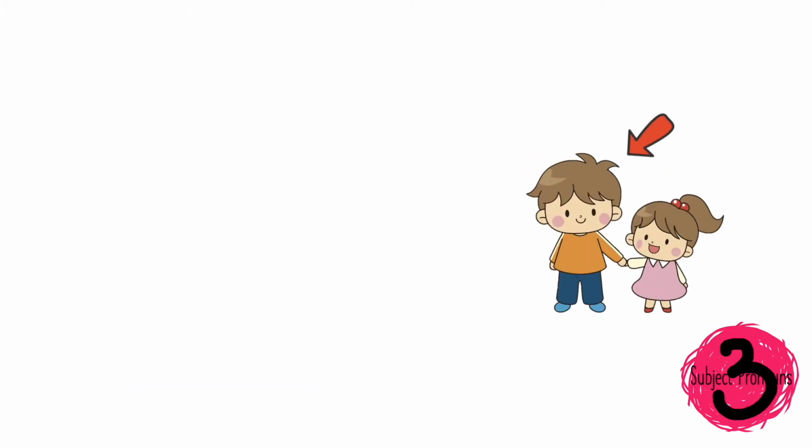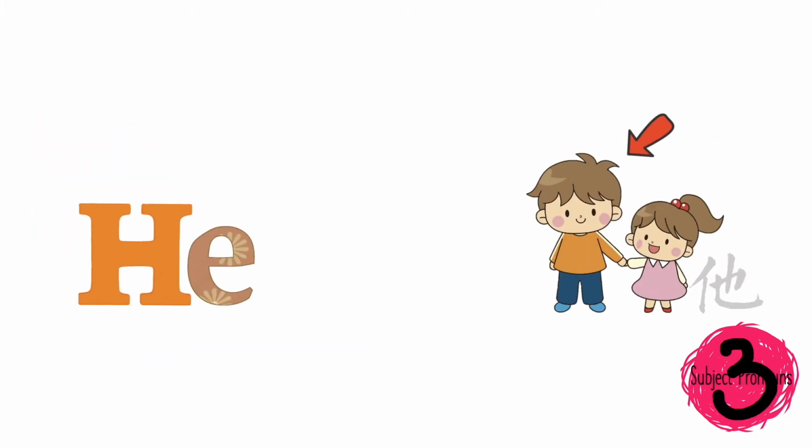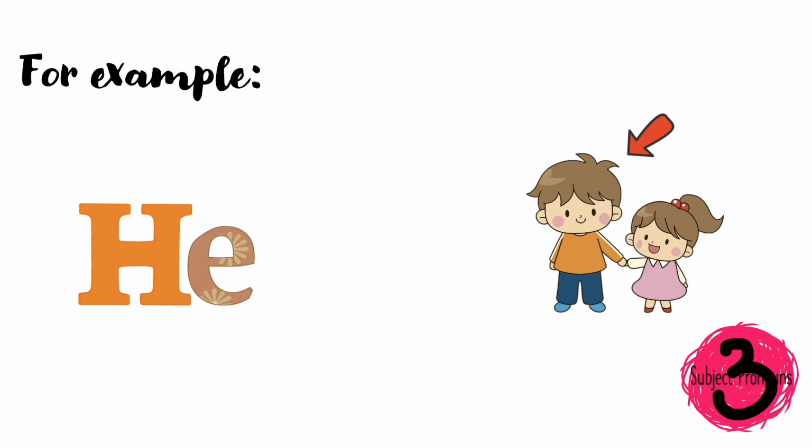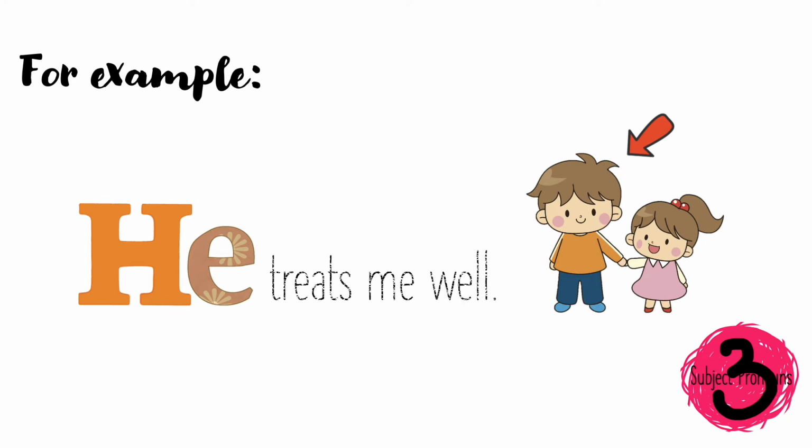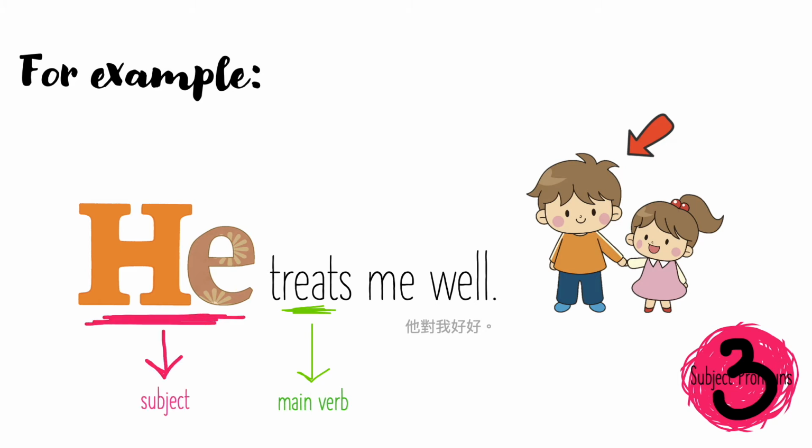Number 3, if we want to talk about a male, we use he. For example, he is my brother. Is the main verb. He is the subject. Another example, he treats me well. Treats is the main verb. Who is doing this action? He is. He is the subject.